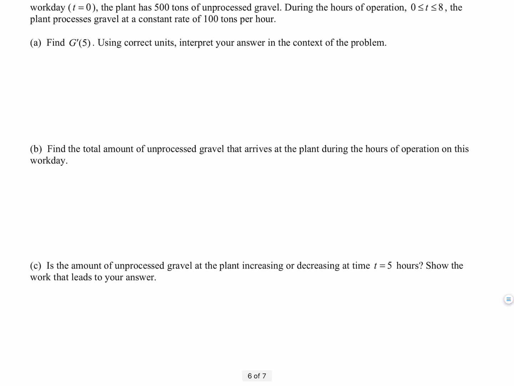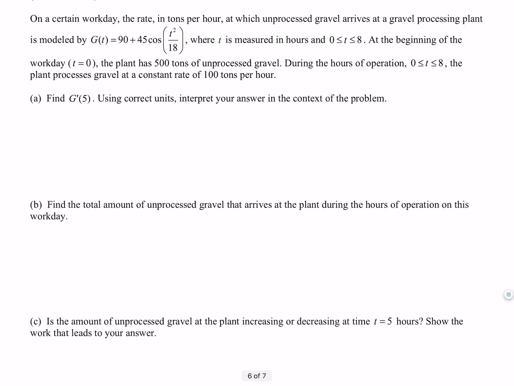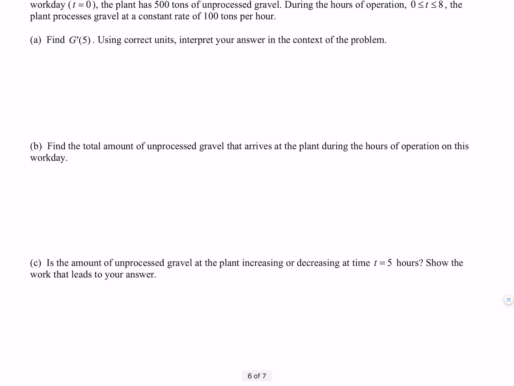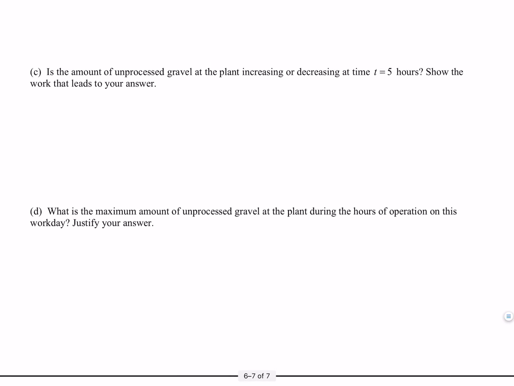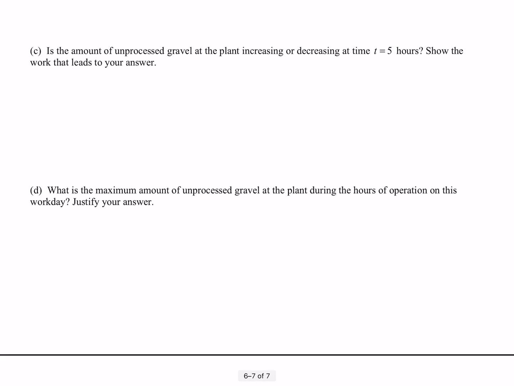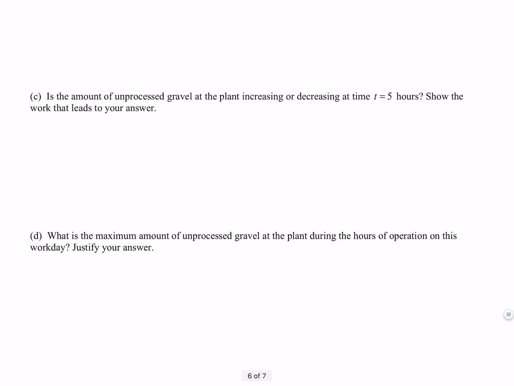Part A is going to want us to find a derivative of g at time 5. Letter B is going to want us to find an integral of g of t from 0 to 8, since it's asking for the total amount and we're given the rate of change. Part C is going to want us to compare the rates to see if the amount is increasing or decreasing. So we're going to have to evaluate g of 5 and compare that with 100 in part C. And then part D is our candidates test, where we want to find the maximum amount of unprocessed gravel, which means we're going to have to solve an equation and then do a candidates test. And Desmos is able to do all of those things. So let's jump over to Desmos right now.